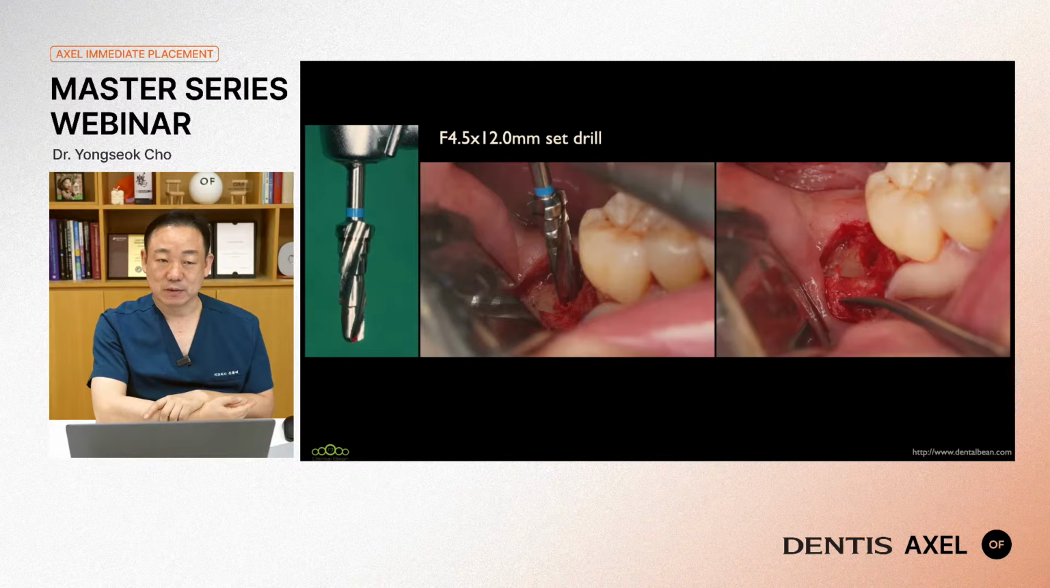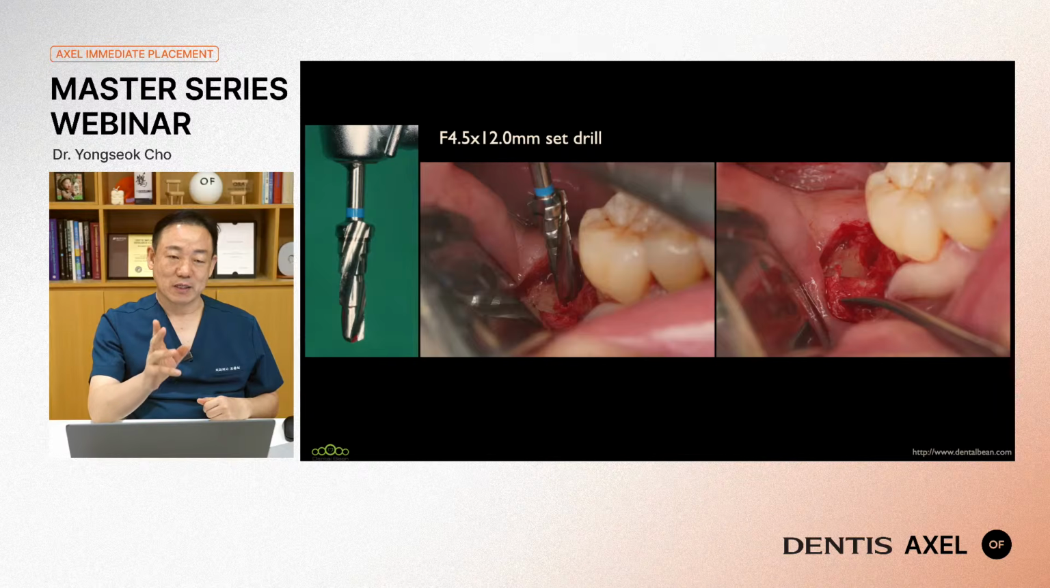a 7.5 implant because the buccal side will be lowly positioned, buccal bone is lowly positioned, and the implant thread will be exposed. Then you have to do GBR to cover the exposed thread. That makes surgery very complex. To make it simple, better to use a long drill like this.